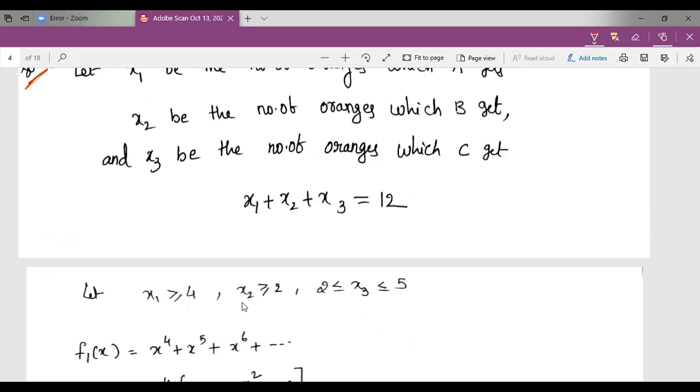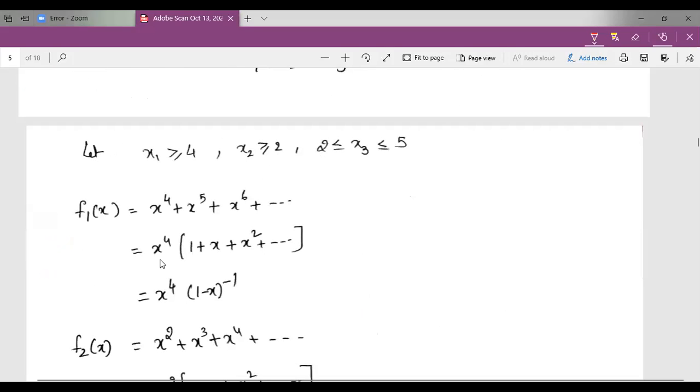Okay. So we have to take x1 values from 4, 5, 6. Not less than 4. So x1 values are 4, 5, 6 and so on. So the function for x1 is f1 of x is equal to x power 4 plus x power 5 plus x power 6 plus and so on. So taking x power 4 common, we get 1 plus x plus x square plus and so on. So what is the expansion for 1 plus x plus x square plus and so on? 1 minus x whole power minus 1. So f1 of x is equal to x power 4 into 1 minus x whole power minus 1.